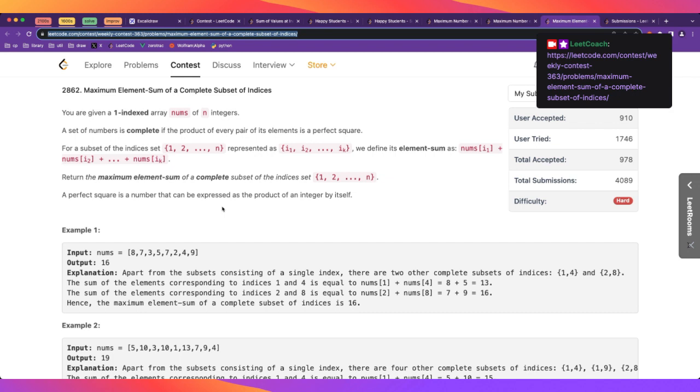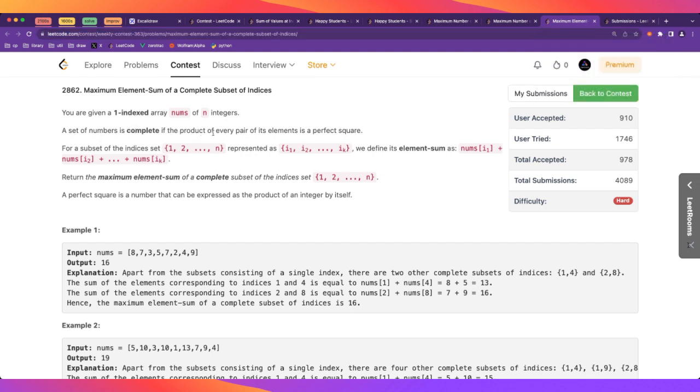Maximum element sum of a complete subset of indices. A set of numbers is complete if the product of every pair of its elements is a perfect square. Every pair of its elements is a perfect square. So yeah, this one is a little hard to understand at first, but then I think it's clear.